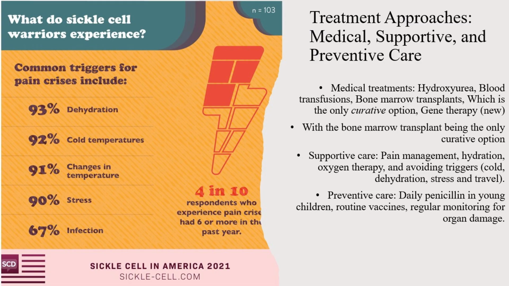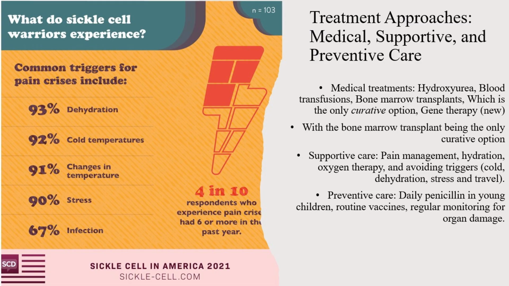Another key treatment is blood transfusions or exchange transfusions. These basically help dilute the sickled cells with normal red blood cells. And they're especially important for preventing strokes in children, which is one of the biggest and most serious complications of this disease.